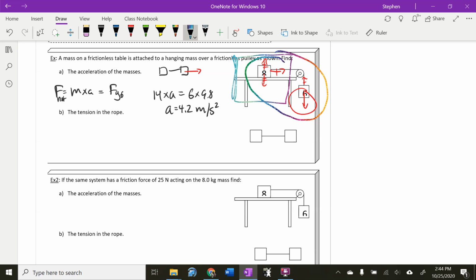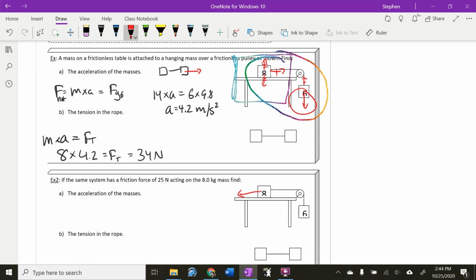So if I want to find the tension, I'm just going to start skipping some steps here instead of being so repetitive. m times a equals the sum of our forces. In this case, there is only the tension force if we're looking at this 8 kilogram block. Normal and gravitational force cancel out. So 8 times 4.2 equals our force of tension, which in this case is 34 newtons. Not too bad.